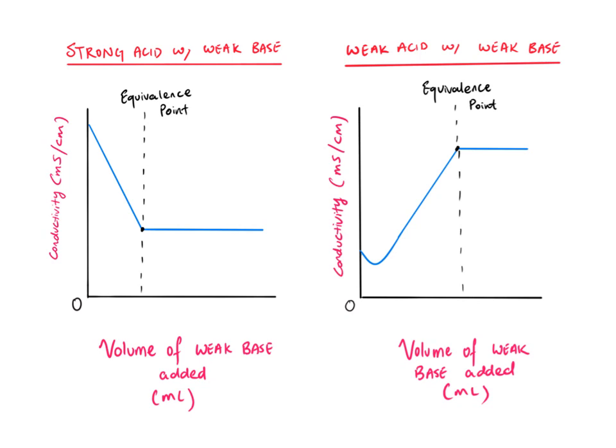So what is the advantage of the instrumental version over classical methods? In classical methods of analysis, where we use indicators, we will be measuring the end point. But in instrumental methods, we will be finding out the equivalence point. Exactly, we will be calculating the concentration of the given solution.